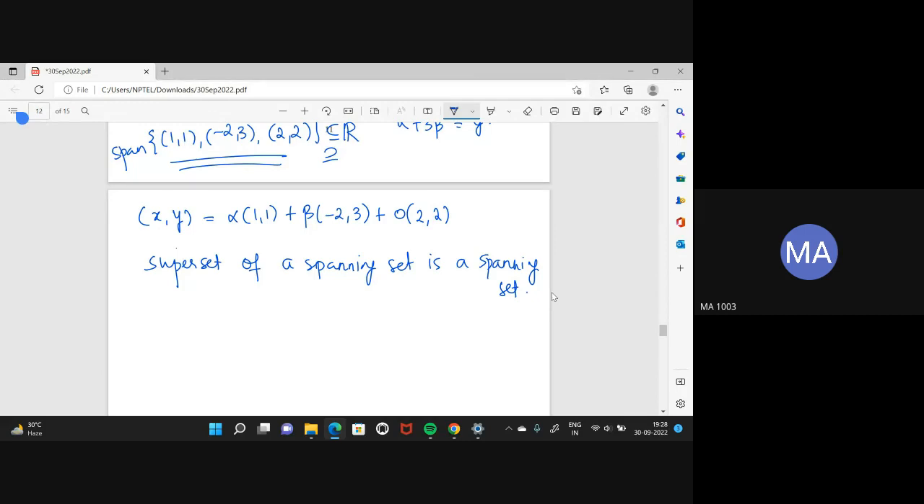Does everyone agree to this? Superset. Yes, madam. Now, agree. You already have a set that generates. You add more vectors, it doesn't matter, no? They are all unnecessary, that's all.